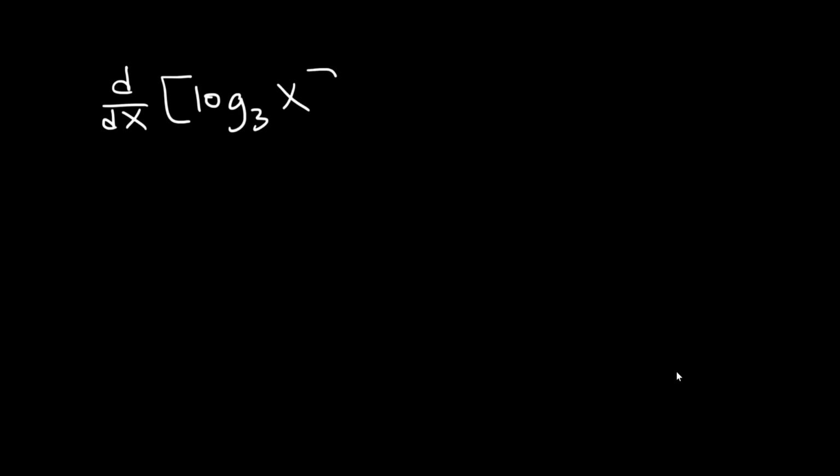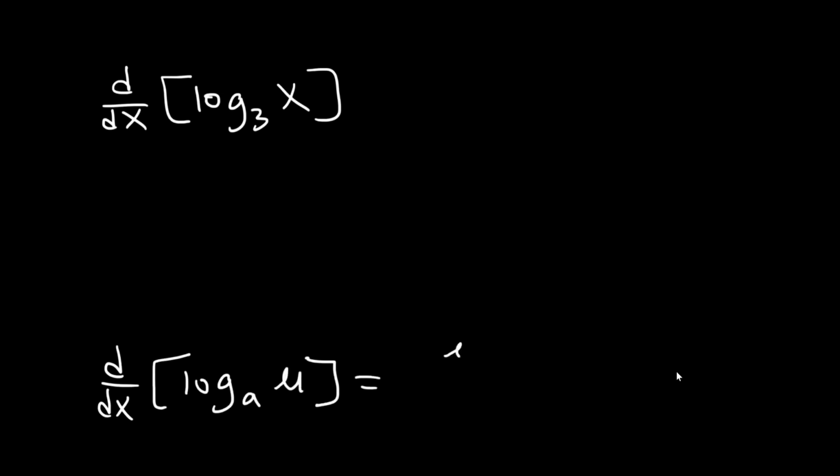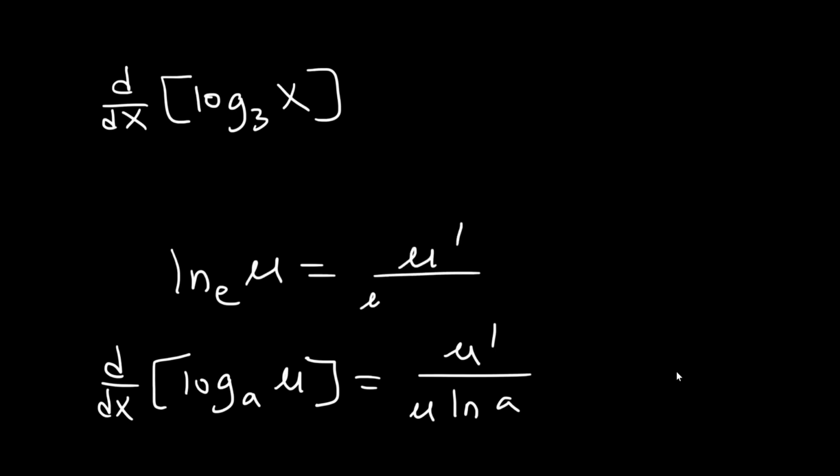Now let's go over the derivative of regular logarithmic functions. So what is the derivative of log base 3 of x? Now here's the formula. The derivative of log base a of u is equal to u prime divided by u times ln a. In the case of the natural log, which has the base e, this is going to be u prime over u ln e. But ln e is 1, so it simply becomes u prime over u. But if you have a base that's not e, then you need to have ln a. Other than that, everything else is the same.